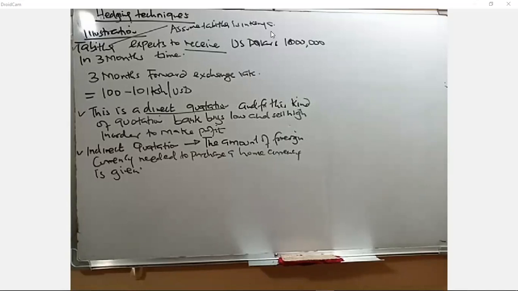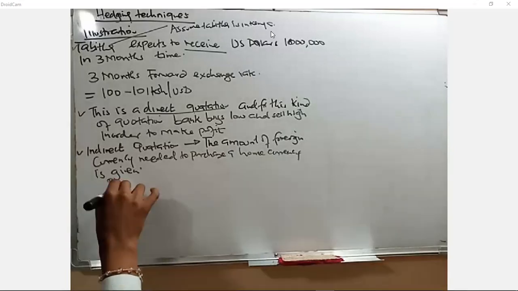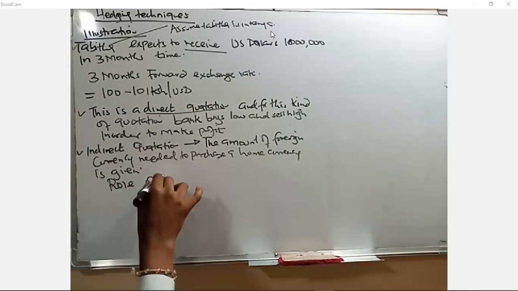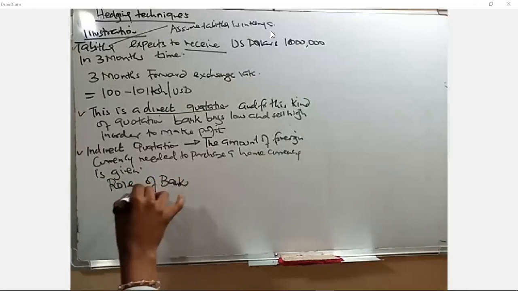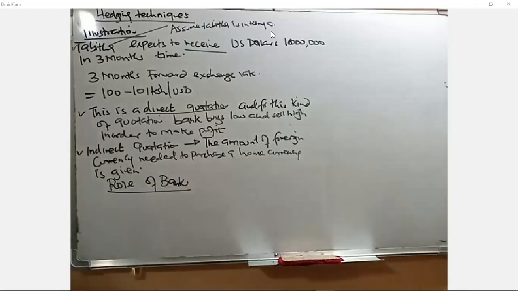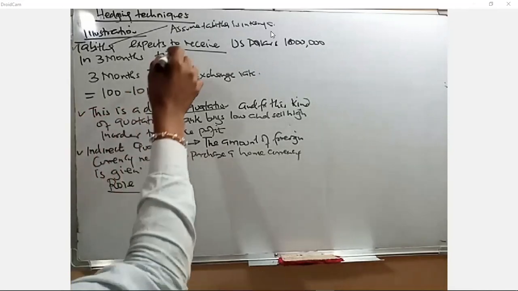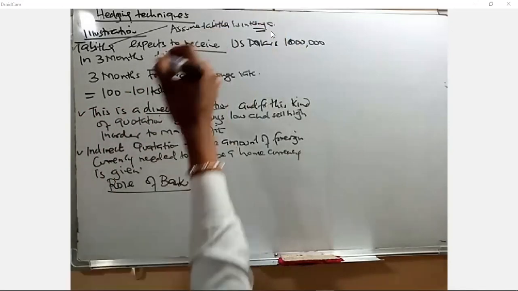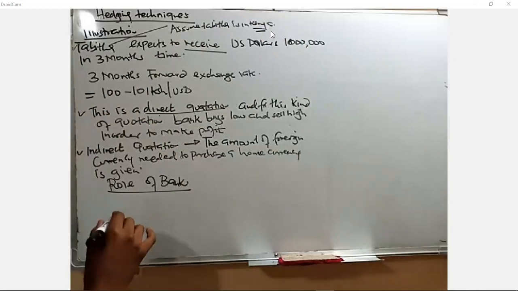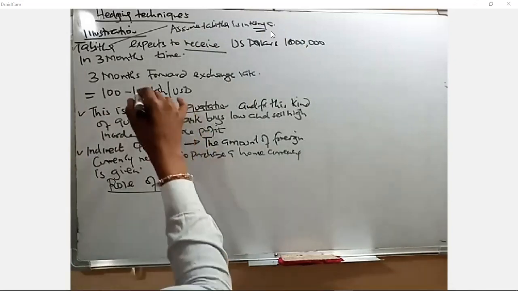Now, in this case, it is good to understand what is the role of the bank in our question. So you just come here and say, let us define the role of the bank. This is very important, by the way, when you're doing any question in regards to forwards and the money markets. Most importantly, you need to define the role of the bank in your question. In this case, we say that Tabitha is existing in Kenya, right?